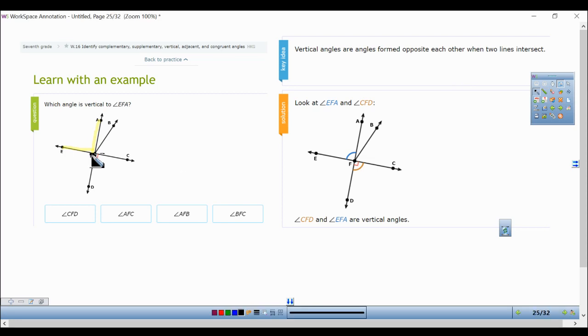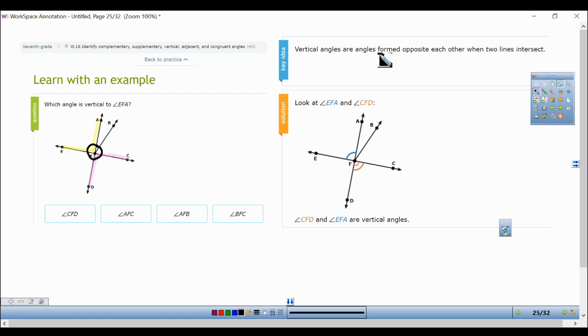Now, a vertical angle is an angle that's on the opposite side of this. So if this angle EFA is here, the vertical angle will be the angle across from it, which will be, let me highlight a different color, DFC. And these can be named CFD or DFC as long as they're in that order. Vertical angles always have a point in common, which in this case is F. You see how this F is in both this angle and this angle? Those are my two angles.